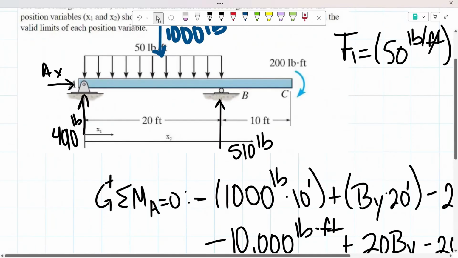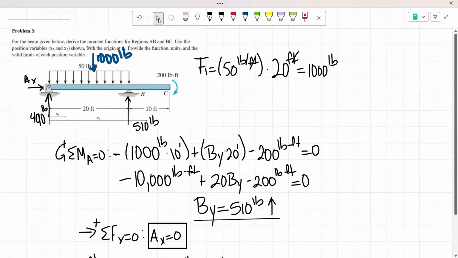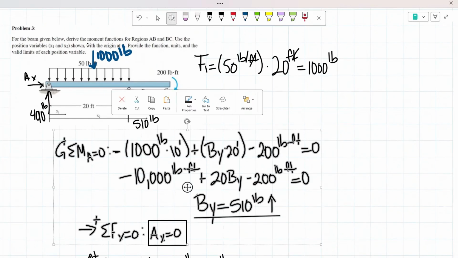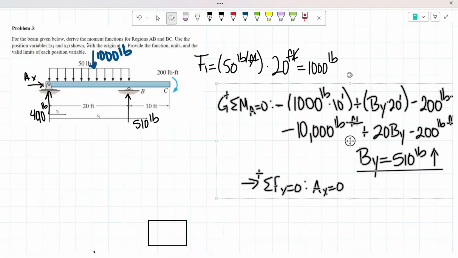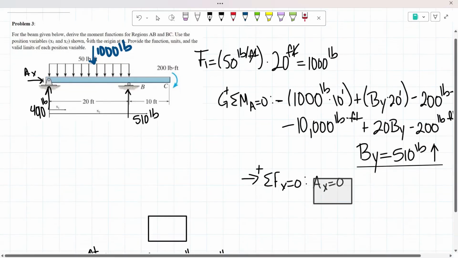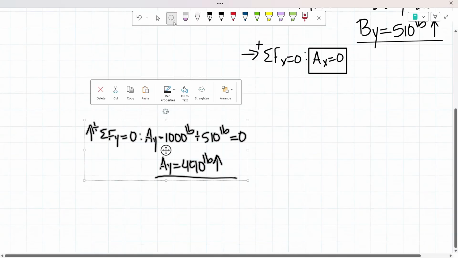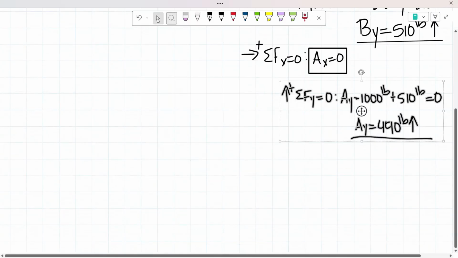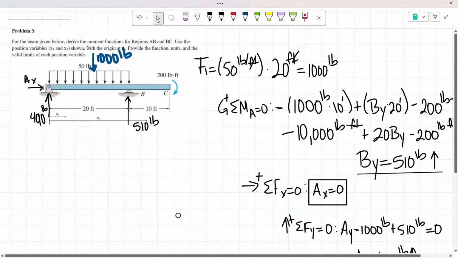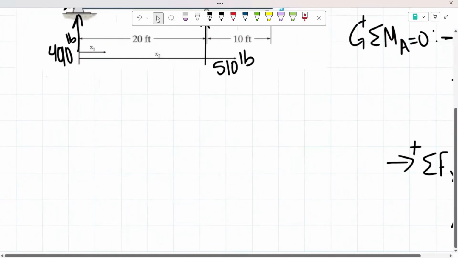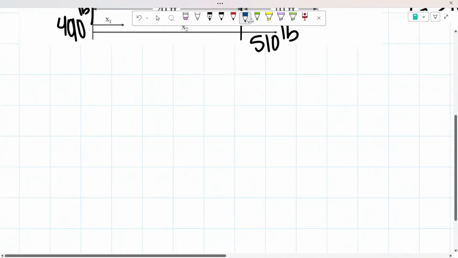So now that we solved for all of our reactions, the next step would be looking at each of the regions to solve for the moment functions. So I'm going to simply move this to the side, and I'm going to move this also to the side. So I'm going to start off with region AB. This is going to be the work for region AB.